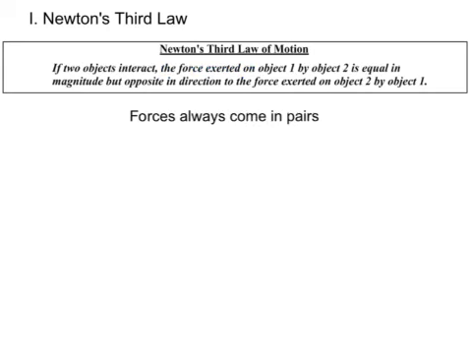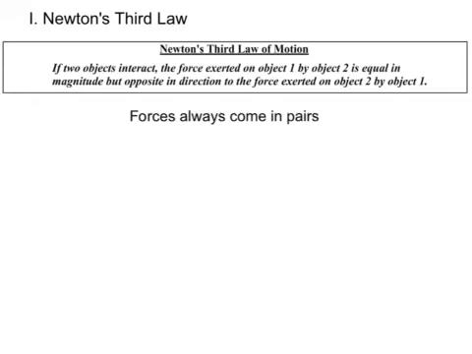Okay, so Newton's third law simply states that if two objects interact, the force exerted on object 1 by object 2 is equal in magnitude but opposite in direction to the force exerted on object 2 by object 1. For example, if you're driving down the road and your car hits a concrete barrier, the car exerts a force on the concrete barrier. The concrete barrier also exerts a force back on the car.